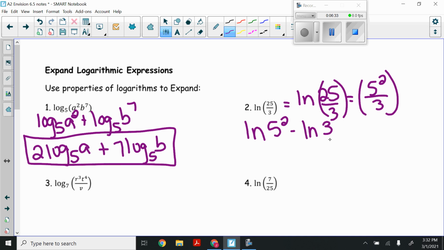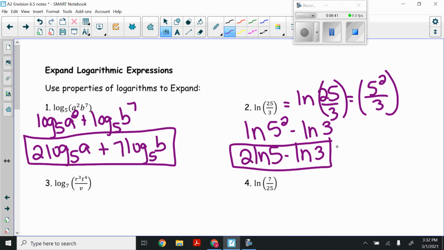Now use my properties of exponents. So that 2 comes out front, 2 natural log of 5 minus the natural log of 3. So if I can rewrite any of my numbers as a power, we want to go ahead and do that.